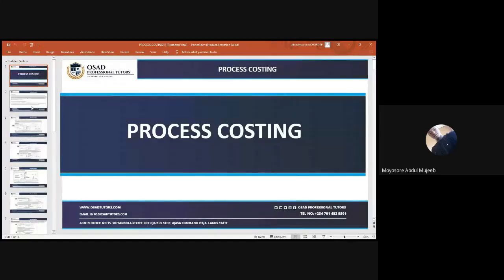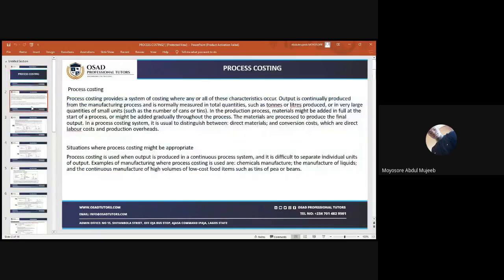Any idea what process costing is? Not to waste too much of our time.